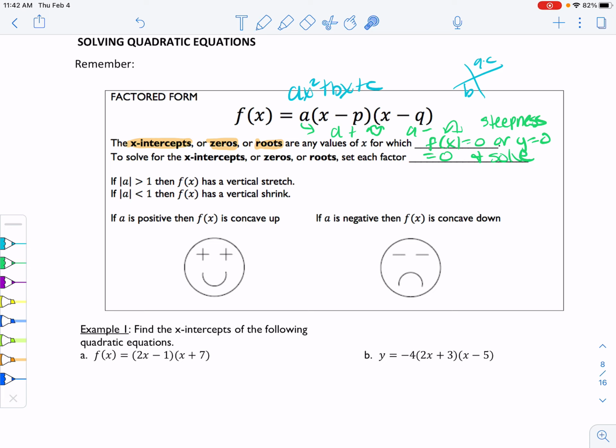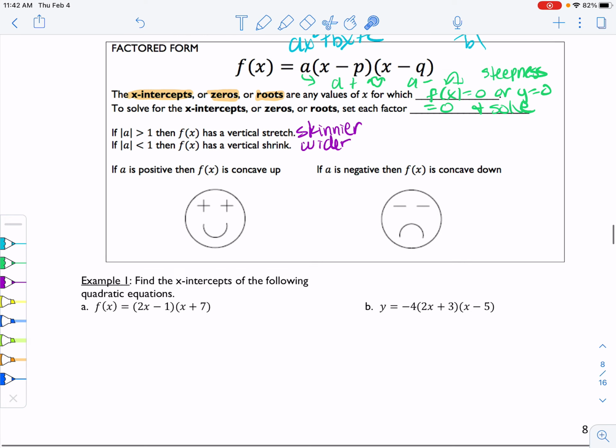So if a is bigger than 1, it's a stretch. If it's less than 1, it's a shrink. So this goes: stretch is skinnier and shrink is wider. And then remember, if it's opening up, we call it concave up. If it's opening down, then it's concave down, and it's determined by the a value.